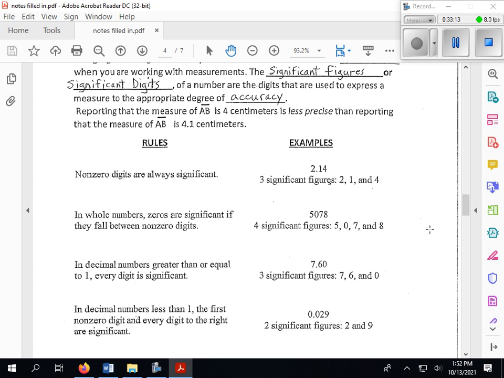When you're looking at significant digits or significant figures, the rules: non-zero digits are always significant. So anything that's a number other than 0 counts as significant. In whole numbers, zeros are significant if they fall between a non-zero digit and another digit. In other words, like this 0 here in 5,078, that 0 counts as significant. All right?